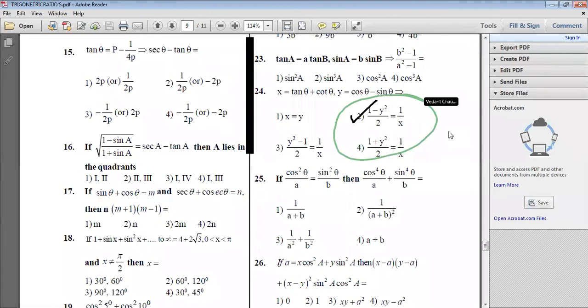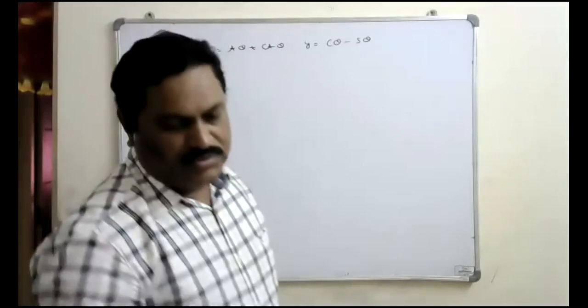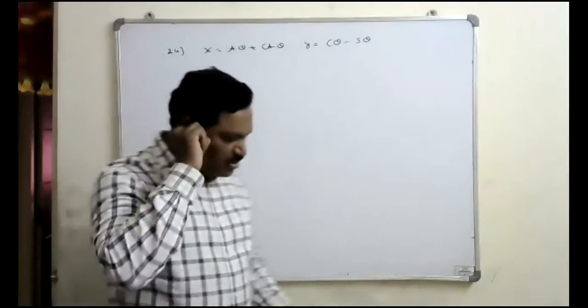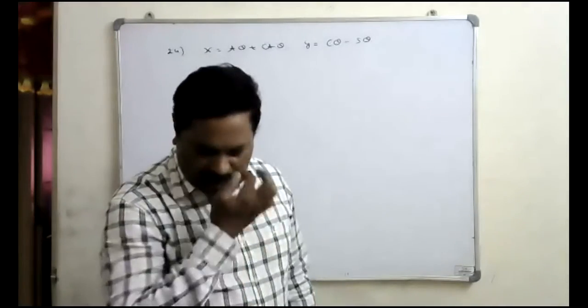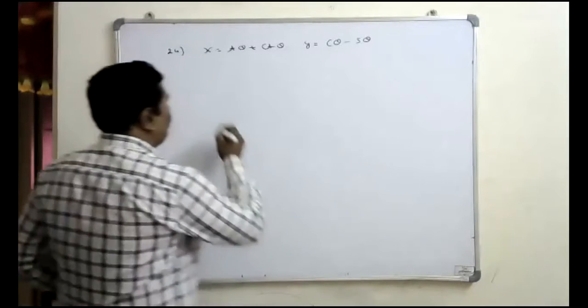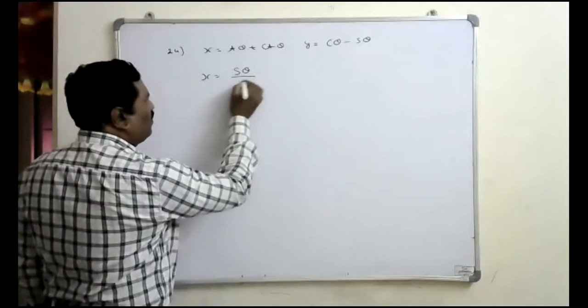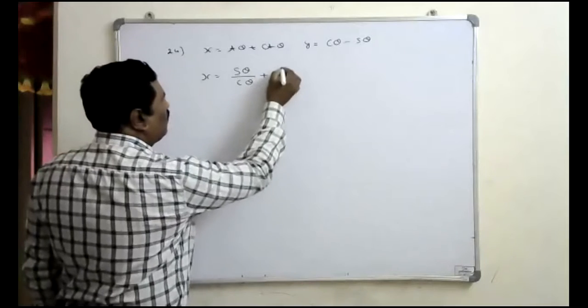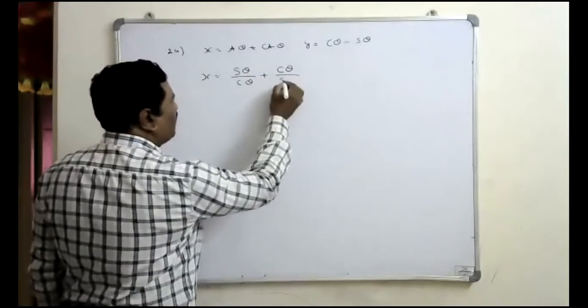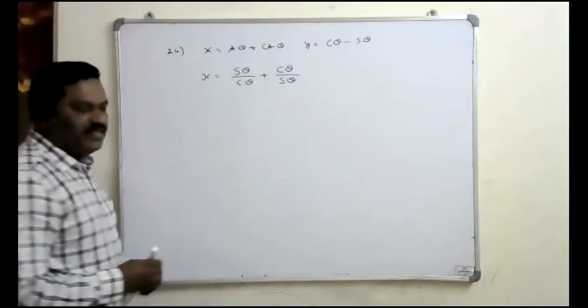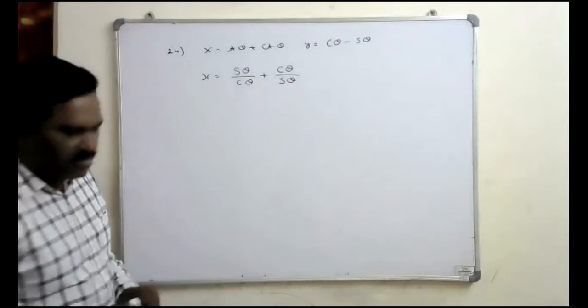In the options there is no theta. From those two equations we have to eliminate the theta. That is, the second option is correct. So from these two equations, how do you eliminate the theta? For that, x is equal to tan theta, which means you can write sin theta by cos theta, plus cot theta, which is cos theta by sin theta. Like that, we will express them in terms of sin and cos.